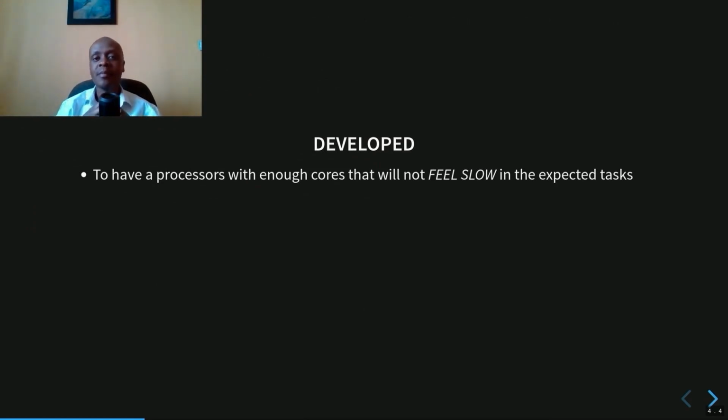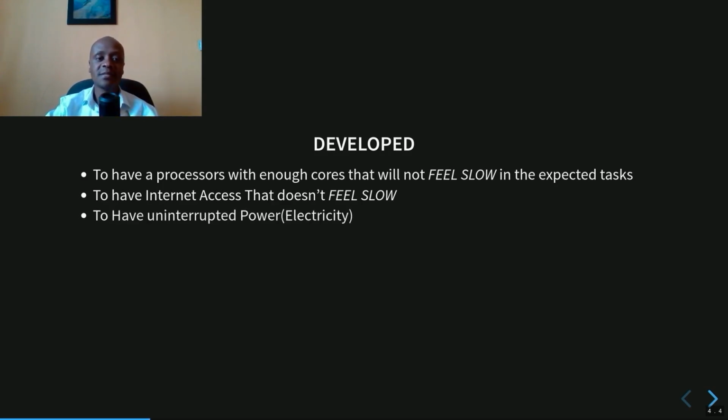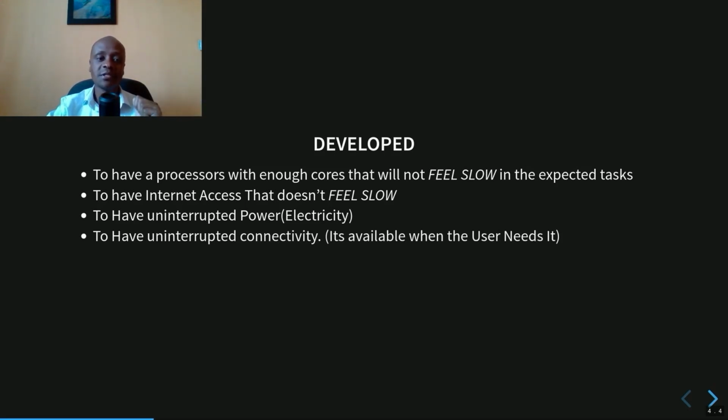Well, I guess I'll summarize it as an experience that doesn't feel slow, especially with your processors. You have enough space, enough room, hard disk room. You have enough computing power that you never feel limited. Secondly would be communication, connectivity, internet access that just doesn't feel slow. You just don't notice it. It just works. Third, very importantly, is power, uninterrupted power. We can't have computing without power. So a developed experience is one where power just works.